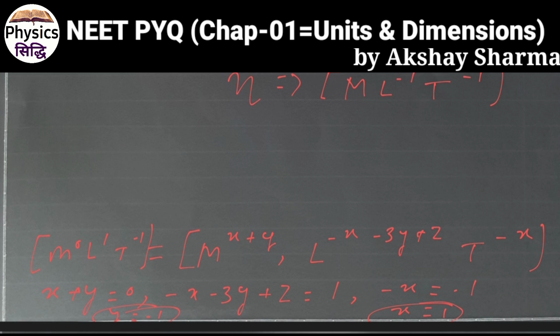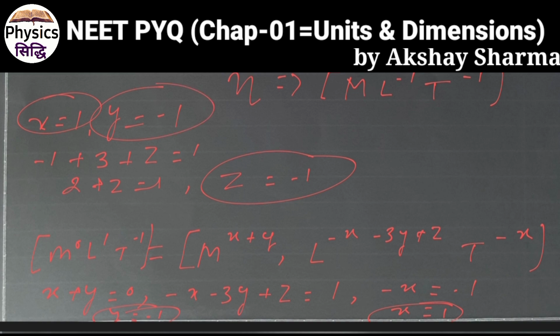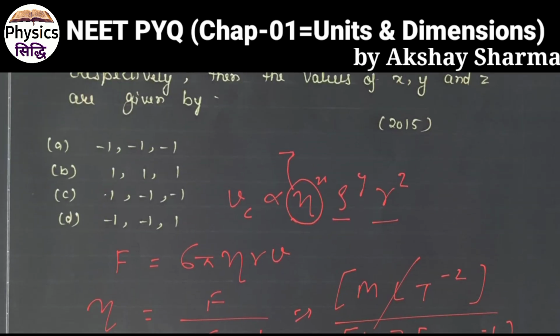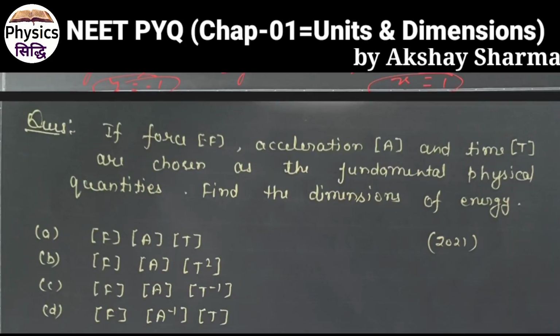So let's see, x is 1, y is minus 1, and for z, minus 1 minus minus 3 plus z will be equal to 1. So this becomes 2 plus z equal to 1, and z becomes minus 1. So x is 1, y is minus 1, z is minus 1. Option C is correct. Next question.